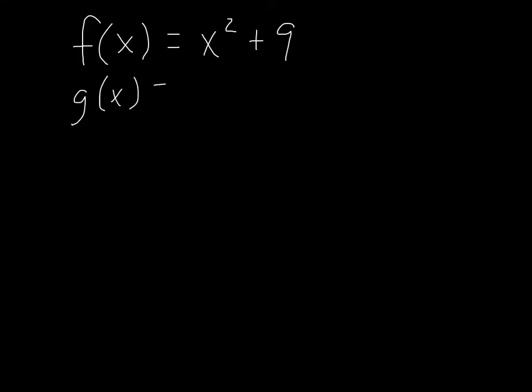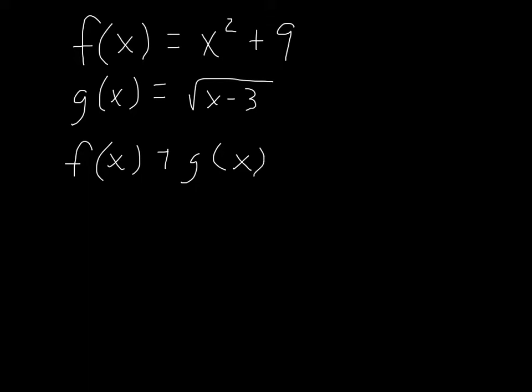So we're finding domains by combining functions. Let's take f of x equals x squared plus 9, and let's take g of x equal to the square root of x minus 3. When we combine functions, let's say we add these two functions, f of x plus g of x.